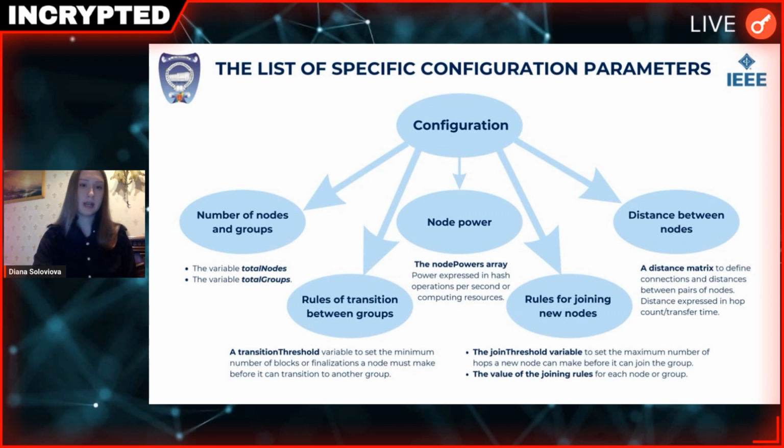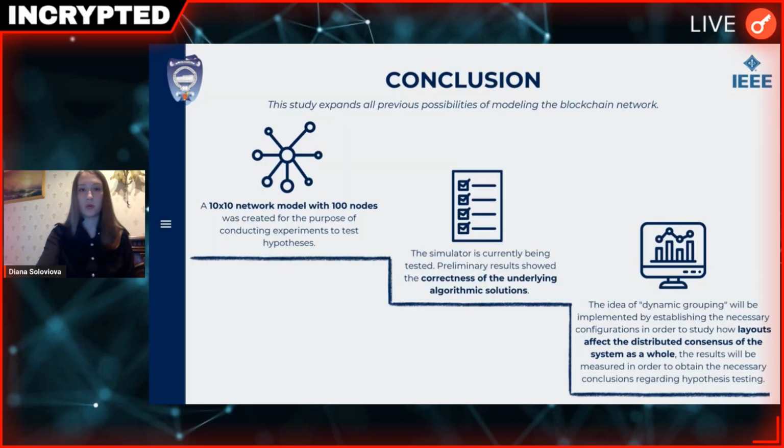Then we have to set, of course, rules of transition between groups. Basically, a variable to set the minimum number of blocks of finalization the node must make before it can transfer to another group. And we also have to set rules for joining new nodes. Basically, a variable to set the maximum number of hops a new node can make before it can join the group, and the value of joining rules for each node or group.